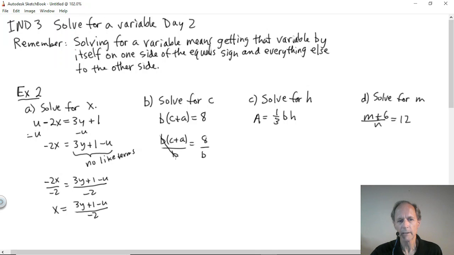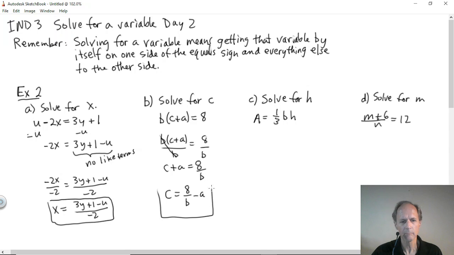Okay, and so we get c plus a equals 8 over b, and we're almost done. Solving for c, just subtract a from both sides. Okay, 8 over b minus a, and that's it. Let's put some boxes around these.